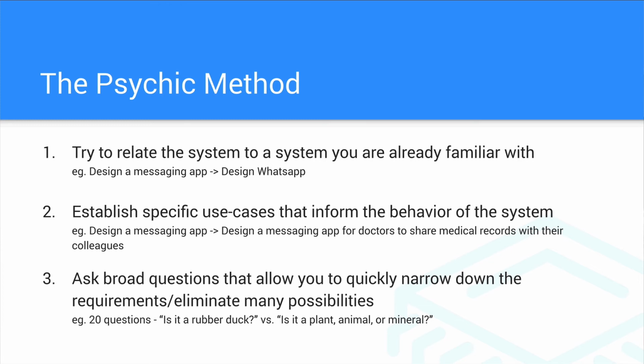And so the more efficient that we can be about this, the better, and the better we are then able to make assumptions. So that's the psychic method. This is something that I really want you to think about in those early stages of the interview. The better you get at this, the more efficient the whole interview process is going to be.